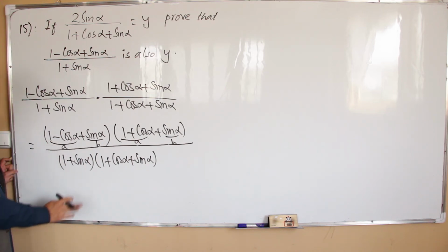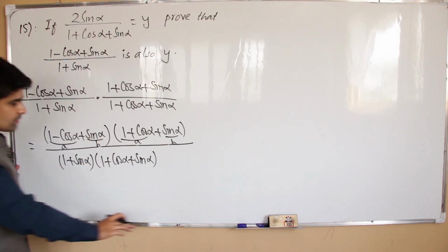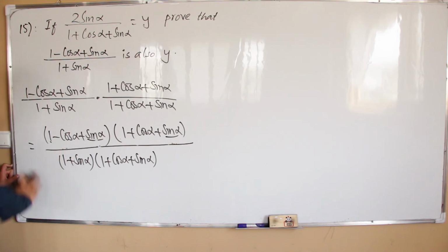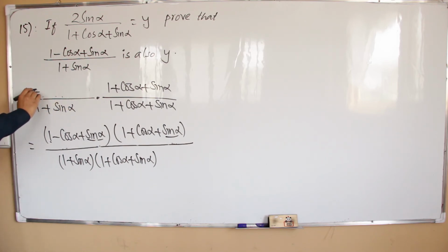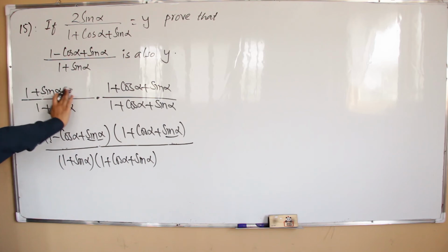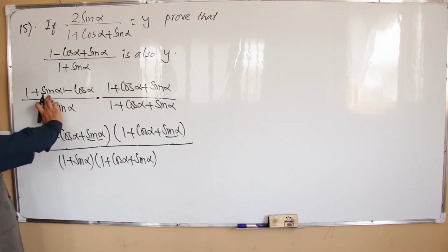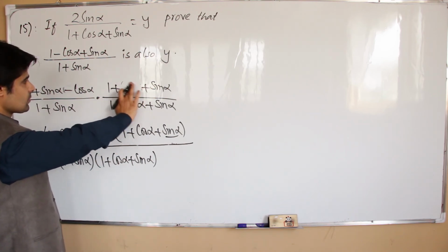Wait a moment, how can we do this one? Can I write this one? This minus cosine here I will put. Listen to me. I want to say, can I write this one? 1 plus sine alpha minus cosine alpha. Yes, 1 minus cosine alpha plus sine alpha. And here I will change the position of sine and cosine.